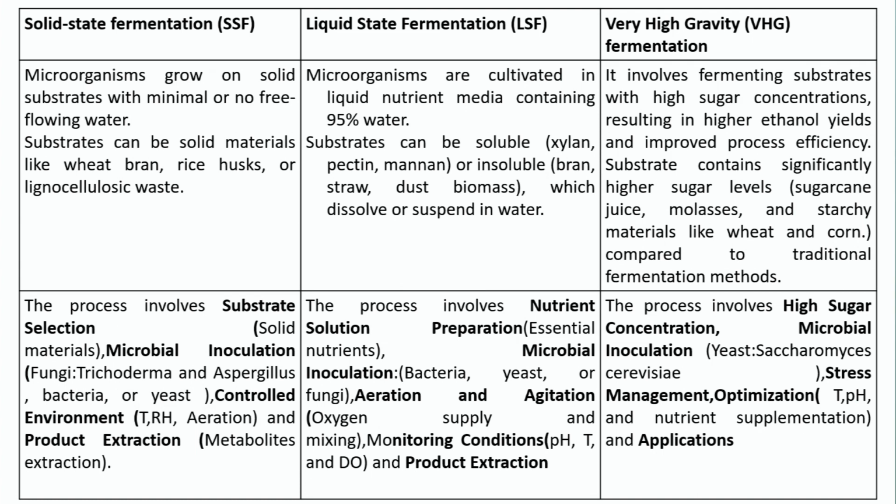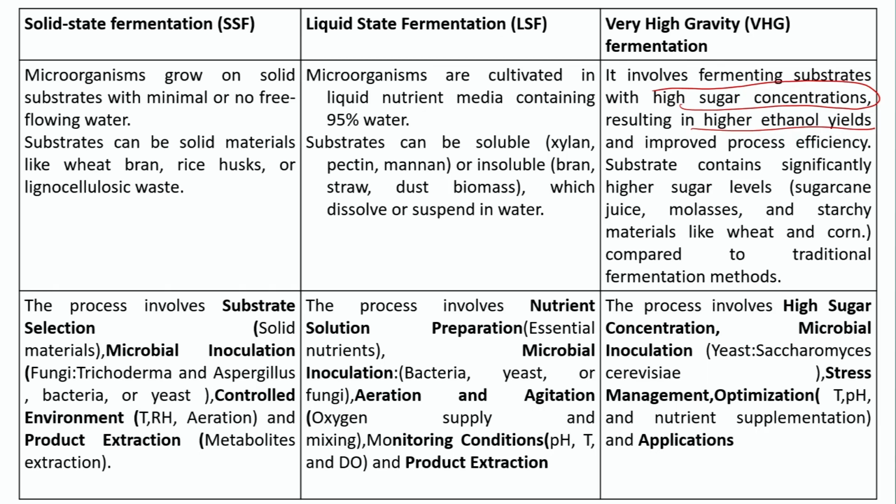But if it is a liquid state, definitely the substrates can be soluble, either xylan, pectin or mannan, or insoluble like the previous case, maybe bran, straw, or dust biomass, which is dissolved or suspended in water, right? But when we look at very high gravity fermentation, there we involve fermenting substances with high sugar concentration. This is very important. Once you have a high sugar concentration, it definitely has the capacity to produce high ethanol, right? High ethanol production, you can always do that.